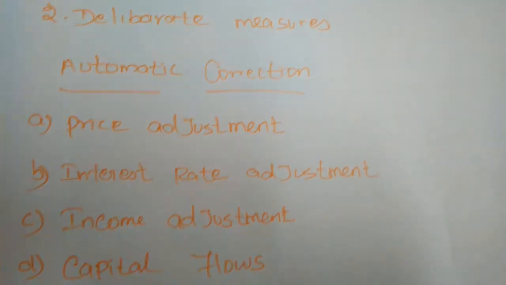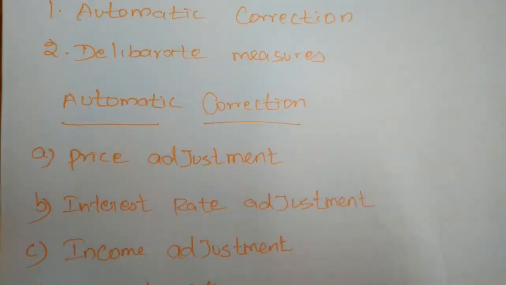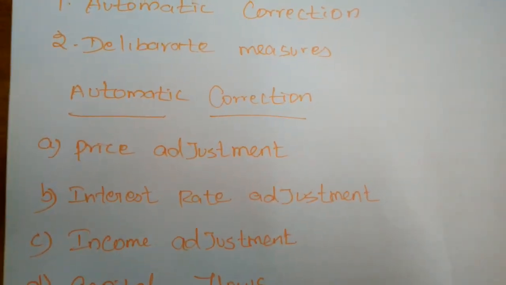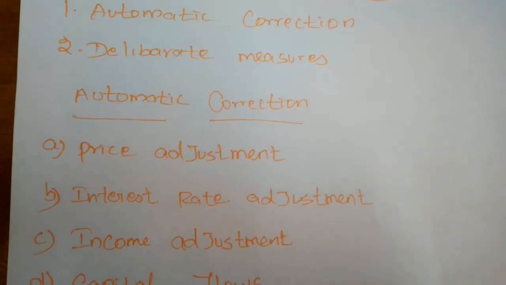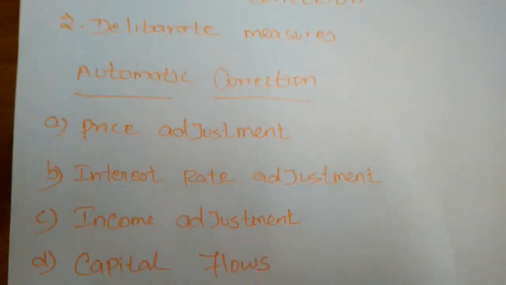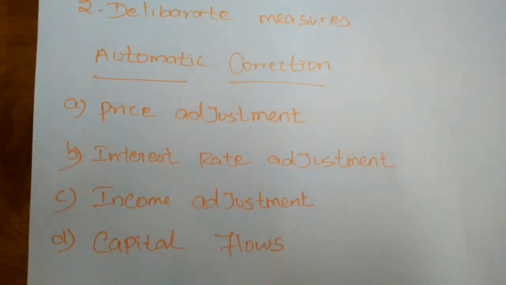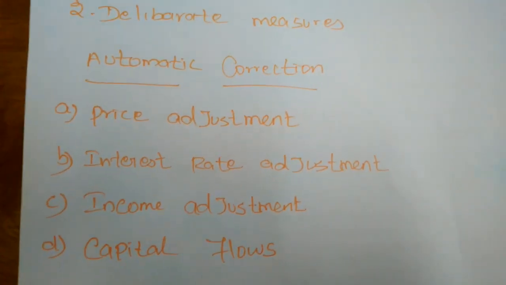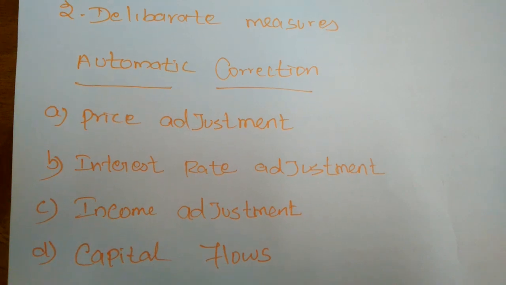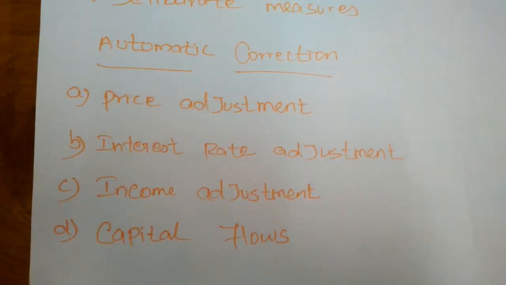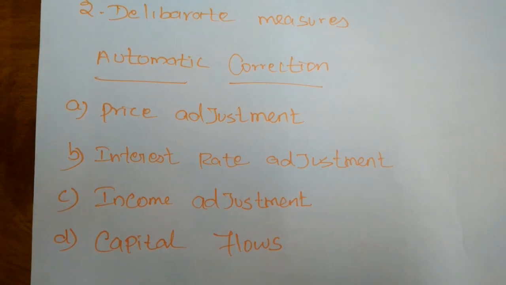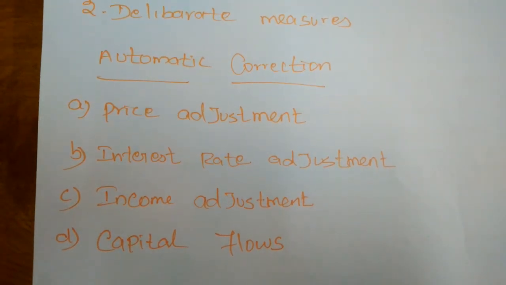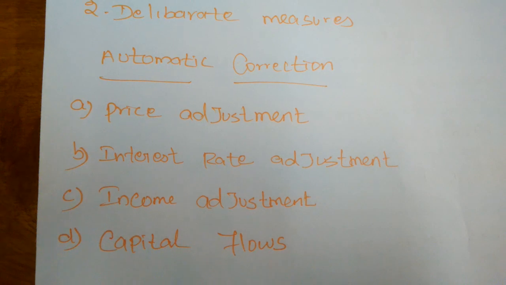So normally the price and supply are called the market forces. If we allow the market mechanism, that is the demand and the supply, it will automatically correct the balance of payments. So it will bring the equilibrium automatically.